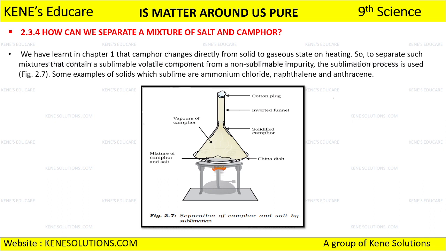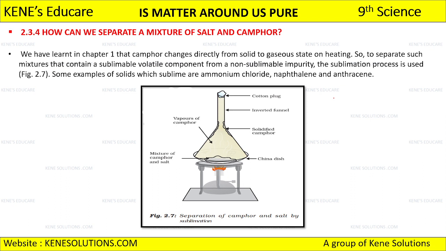Now the fourth technique that we have is, how can we separate a mixture of salt and camphor? Now just imagine that I have powdered all the camphor and I've mixed it with salt. Now I want to separate the camphor and salt from each other. What do you think? How can I do that? We have already studied in chapter 1, matter in our surroundings, that camphor changes directly from solid to gaseous state on heating, right?